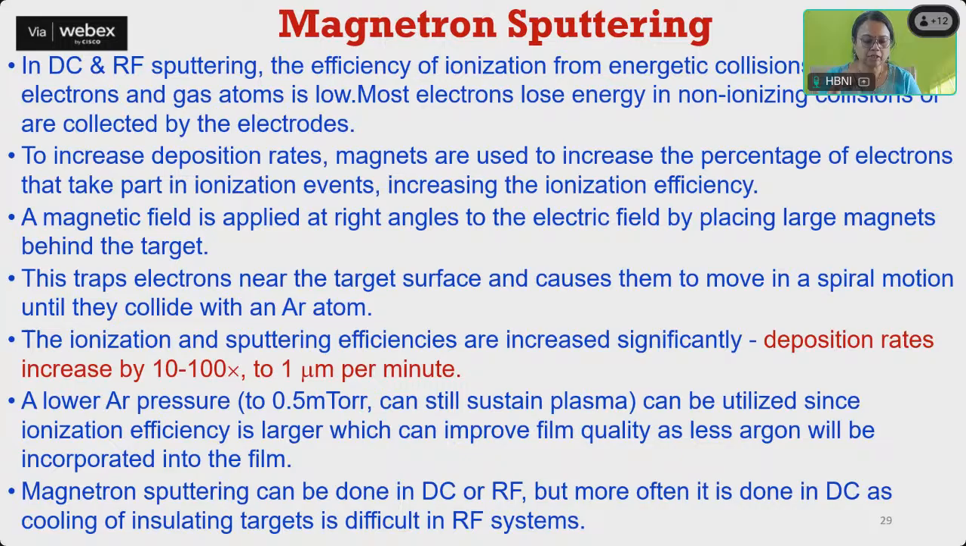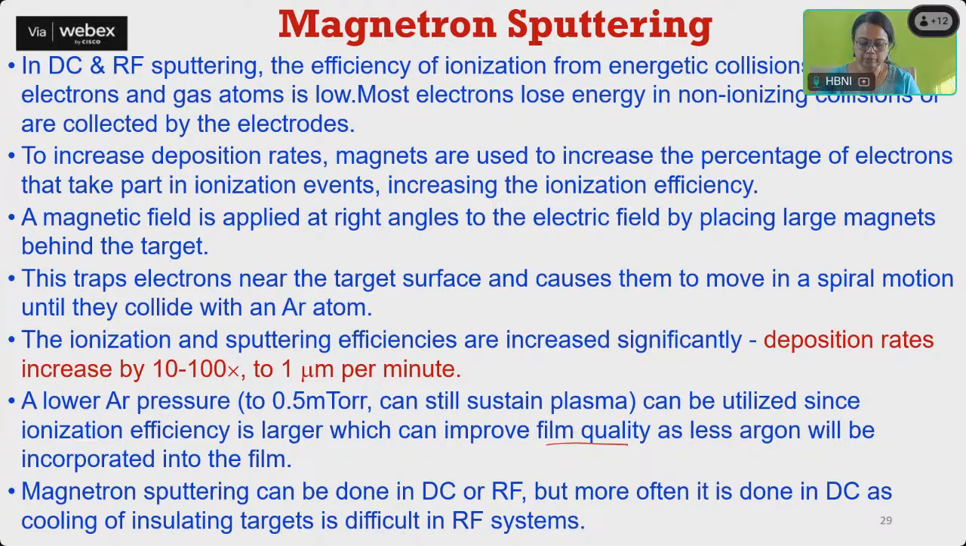This traps electrons near the target surface and causes them to move in a spiral motion until they collide with an argon atom. The ionization and sputtering efficiencies are increased significantly. Deposition rates increase by a factor of 10 to 100, to around 1 micrometer per minute. That is the thickness deposition. At lower argon pressure you can also sustain a plasma, since ionization efficiency is larger, which improves the film quality as less argon will be incorporated into the film.